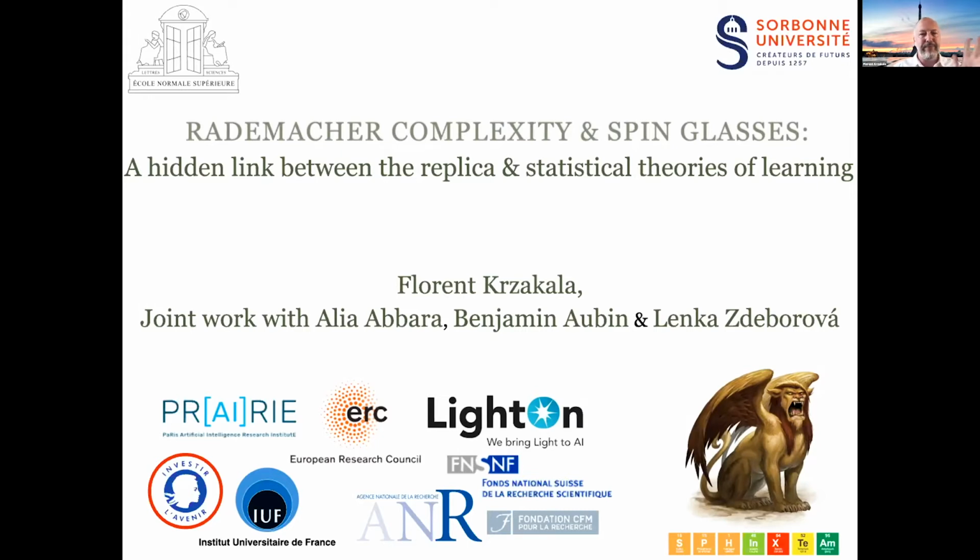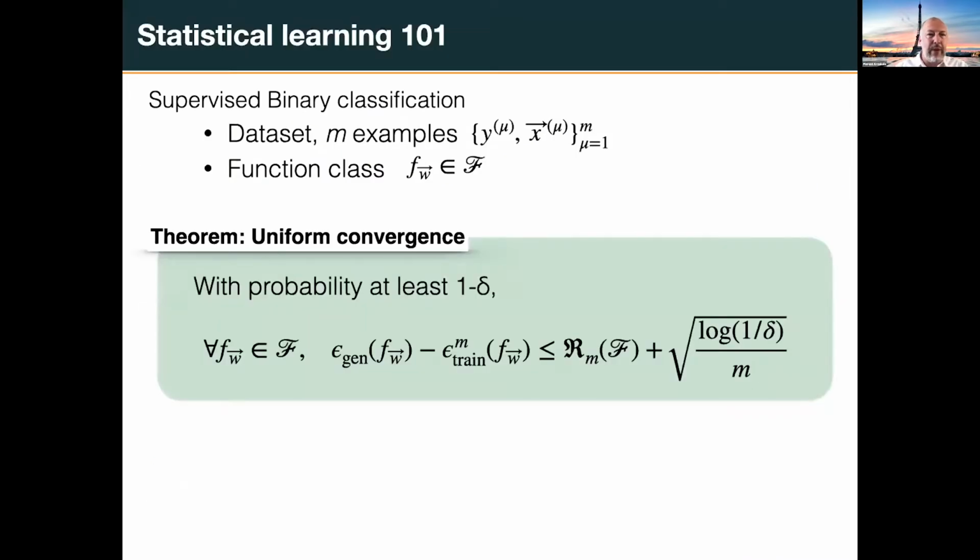All right, let's go. So first, let me briefly go through a brief recap of statistical learning. Consider, for the sake of simplicity, a supervised binary classification problem. You have a data set of M examples, you have labels Y, which are plus or minus 1, you have a vector X, and you have M such pairs. What you are trying to do typically is to fit the problem with a function that belongs to a function class F.